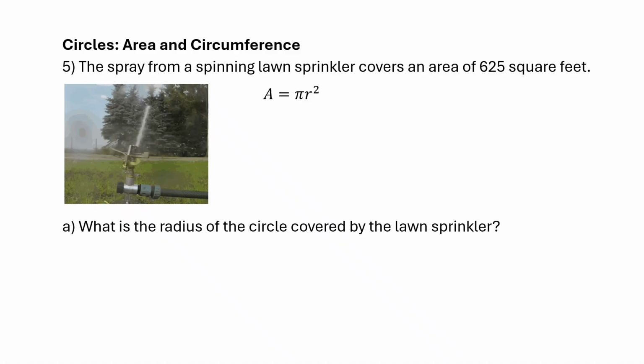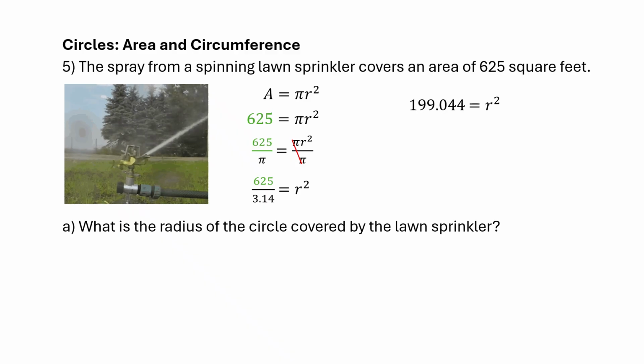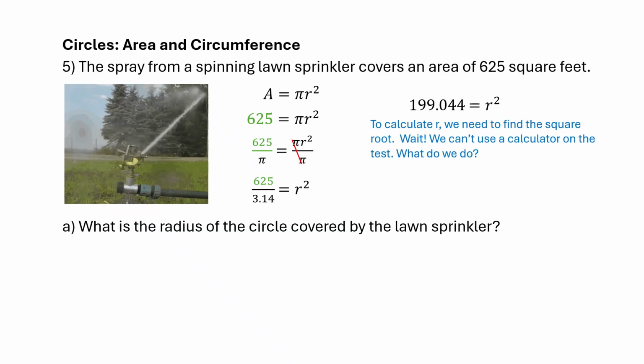Let's plug in what we know. We know the area is 625, and whenever we have a variable left, we just have to isolate. So I'm going to divide both sides by pi, which cancels it out over here, and I'm left with 625 divided by 3.14, which I'm actually going to work out, and that gives me 199 equals r squared. But to calculate r, we need to find the square root.